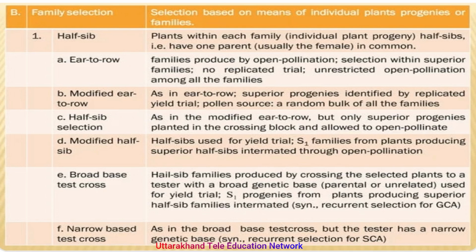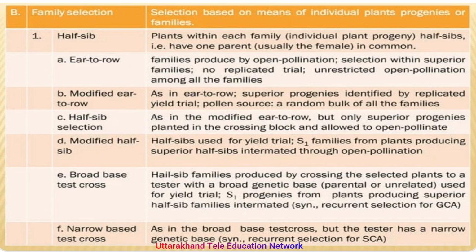Modified ear to row: as in ear to row, superior progenies are identified by replicated yield trial, pollen source is a random bulk of all the families. Half-sib selection: as the modified ear to row, but only superior progenies are planted in the crossing block and allowed to open pollinate. Modified half-sibs used for yield trial, S1 families from plants producing superior half-sibs, intermated through open pollination.